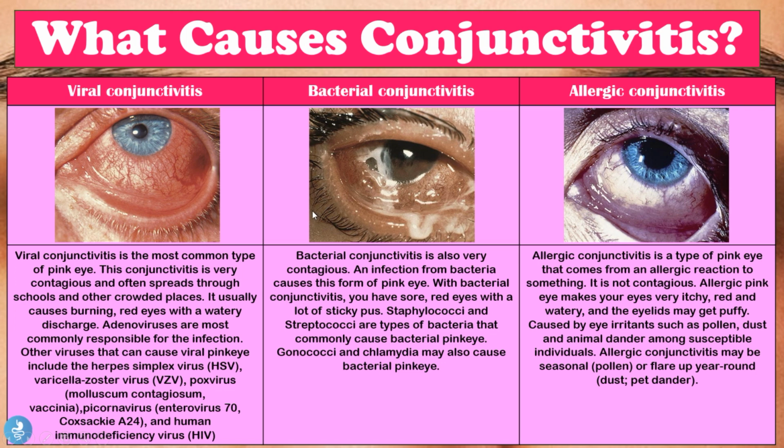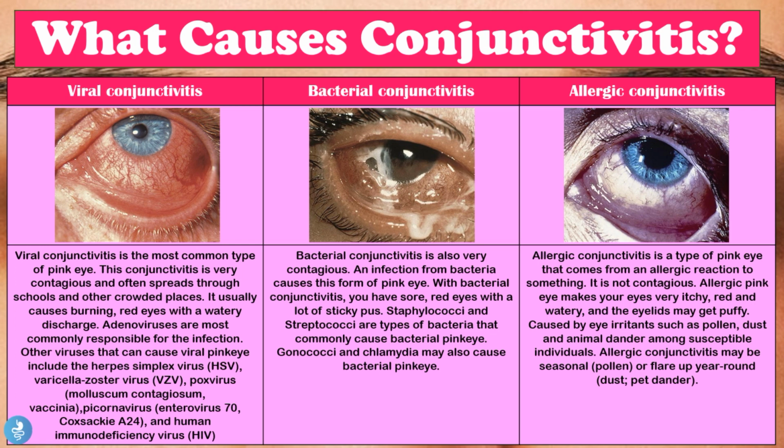So now let's move on to the bacterial conjunctivitis. The bacterial conjunctivitis is also very contagious, and an infection from a bacteria causes this form of pink eye. So with bacterial conjunctivitis, you have sore red eyes with a lot of sticky pus. And staphylococci and streptococci are the types of bacteria that most commonly cause bacterial pink eye, but gonococci and chlamydia may also cause bacterial pink eyes, and these are common STD agents. So these can all be the causative organisms in the bacterial conjunctivitis.